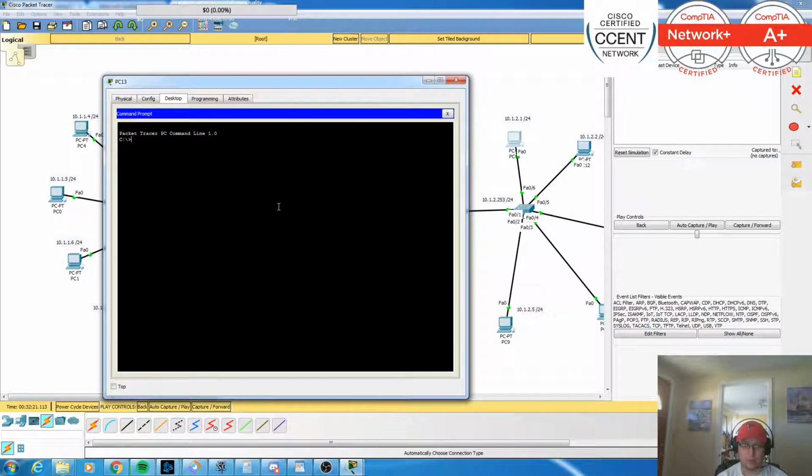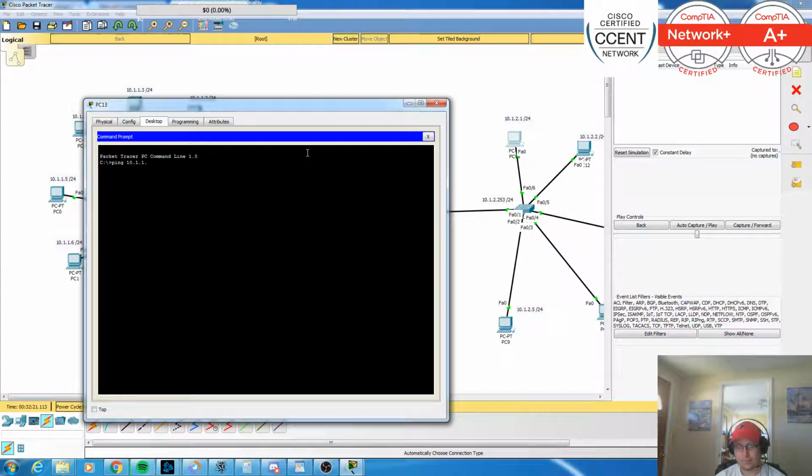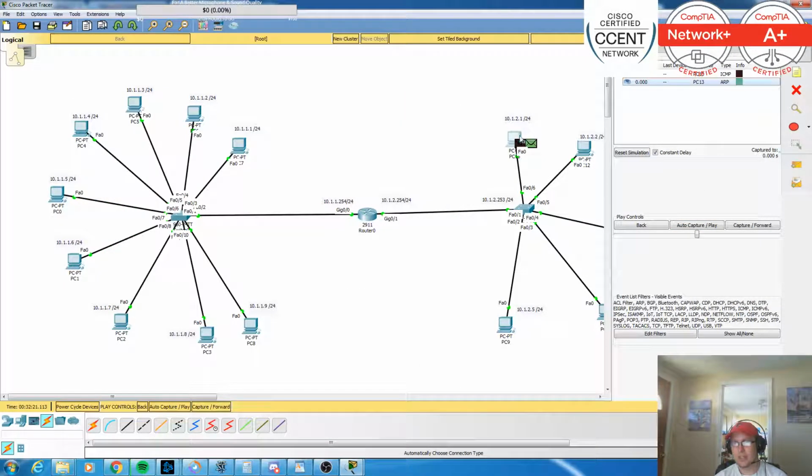So let's go to a command prompt. We're going to ping 10.1.1.1, and we're going to hit enter. Notice we're already sending out an ARP. So let's take a look. Here's the packet. This is what I love about Packet Tracer. We're going to be able to watch how this works. So it goes down to here. Remember ARP, we're going to flood out of all frames.